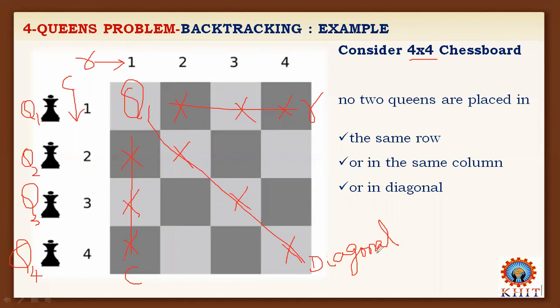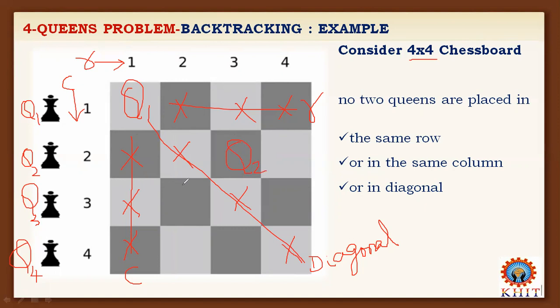So the first queen I have placed. Now I have the provision to place the second queen in any possible way. Here I cannot place the second queen. Here also I cannot place the second queen. Why can't I place the second queen here? Same column. Here the diagonal comes. So that's why I can place the second queen here.